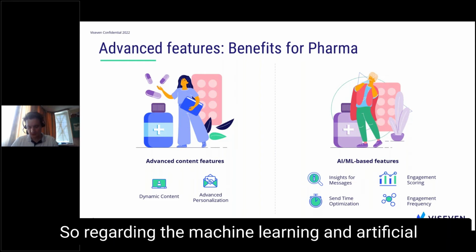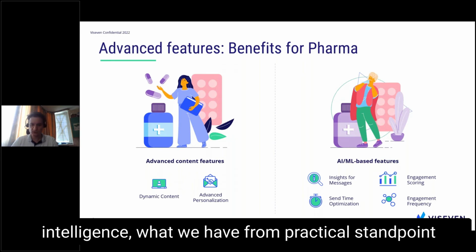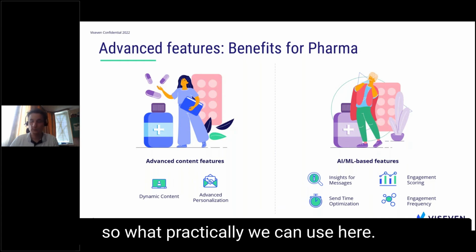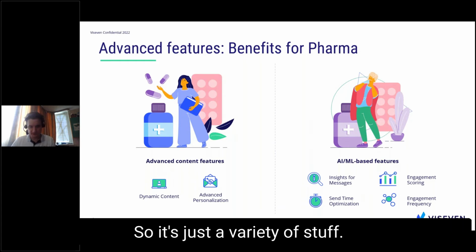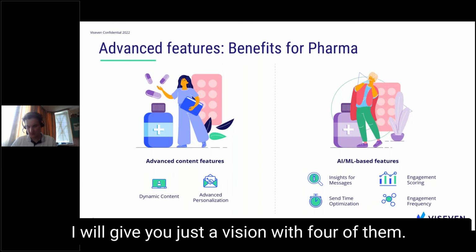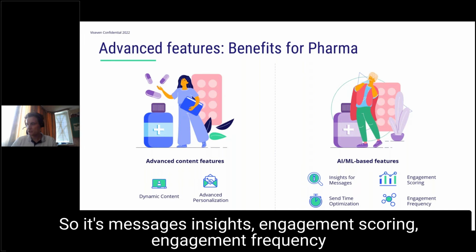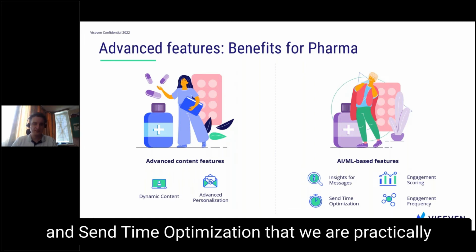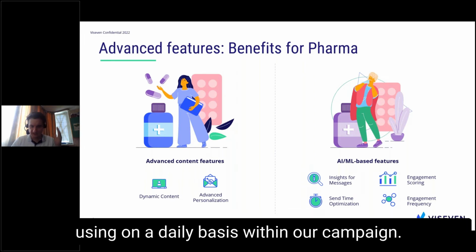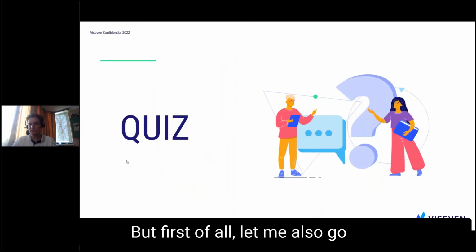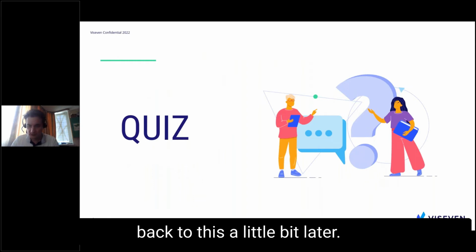So regarding machine learning and artificial intelligence, what do we have from a practical standpoint? What can we practically use there? It's a variety of stuff. I will give you a vision with four of them: message insights, engagement scoring, engagement frequency, and send time optimization, that we are practically using on a daily basis within our campaigns. But let me come back to this a little bit later.